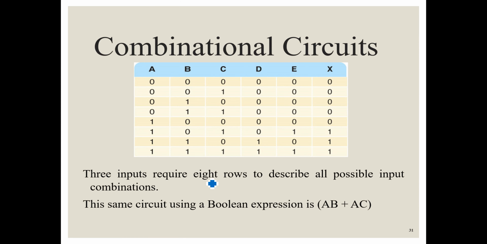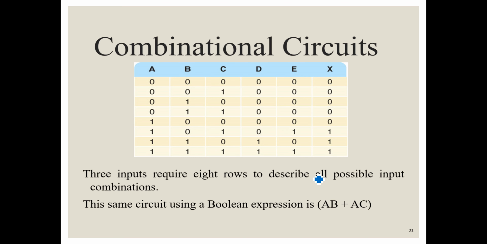The input requires 8 rows to describe all the possible inputs. So we are talking about the possible combinations. If there are 3 inputs, the number of combinations will be 8. So we have written the 8 combinations of A, B, C, and depending upon them we get the 2 outputs D and E for the 2 different AND gates, and those 2 AND gate outputs become the input to the OR gate, and the OR gate produces an output.